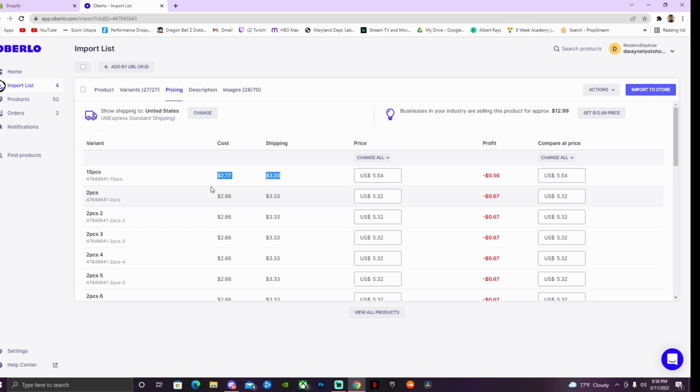You definitely want to have a good profit margin before running your ads. You want to make sure your products are priced well before running your ads. Otherwise, you would be operating at a loss. For instance, right here it says negative 50 cent profit.